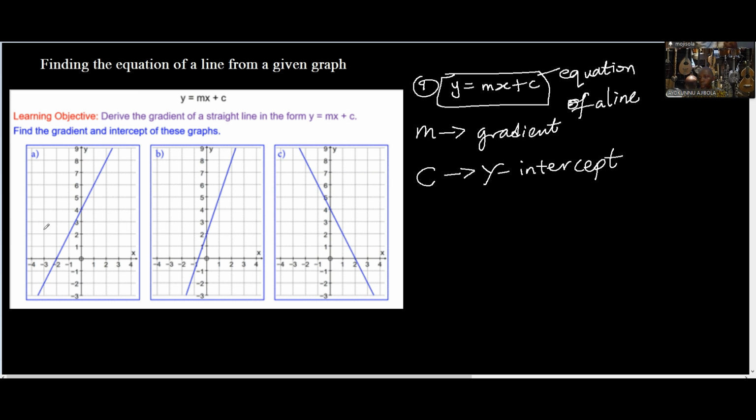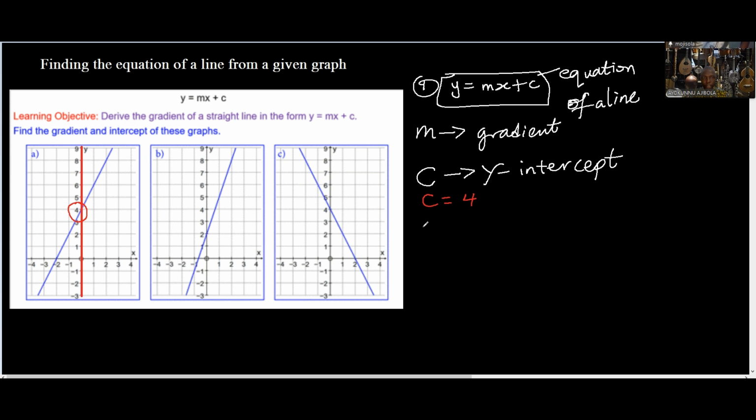So on this first graph, where did the blue line cut the y-axis? The y-axis is the line from top to bottom, and the x-axis is the one from left to right. So this red line, where did the blue line cut the red line? On which number? That's on 4. So that means the intercept is 4. Then we need to find the gradient.